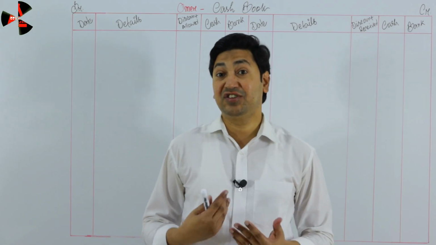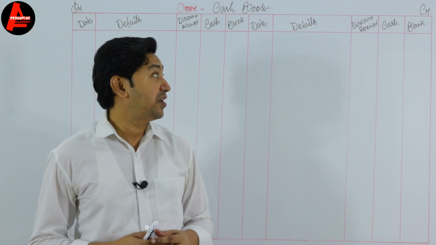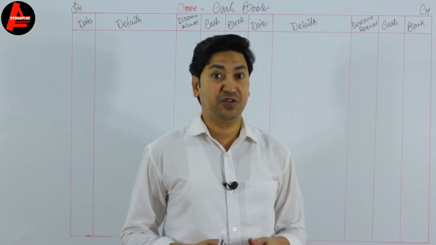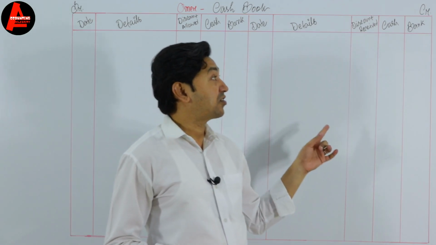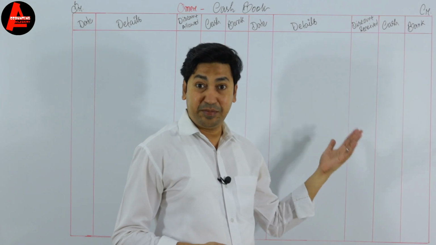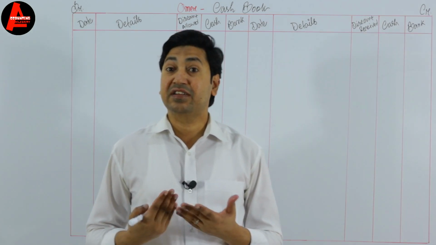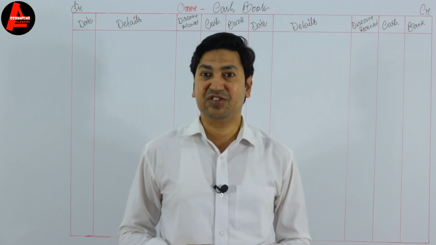Cash book. Today our topic is cash book. Here I will explain how to prepare a 3-column cash book. Why 3 columns? In this format we have a discount column, cash and bank columns. At a time we will record cash, discount, and bank related transactions.